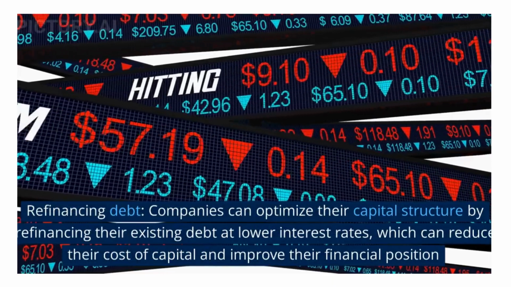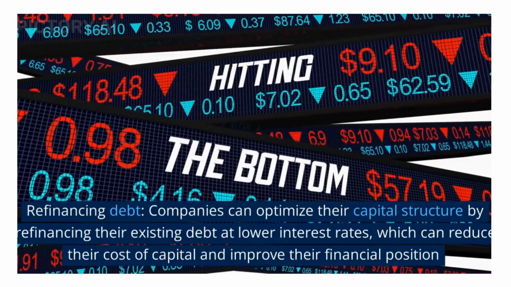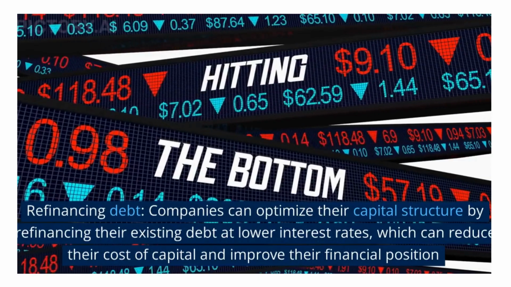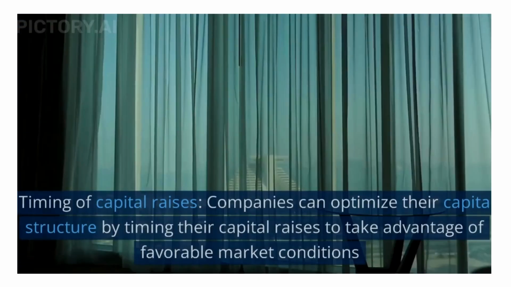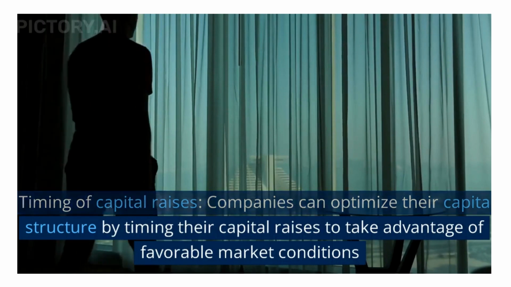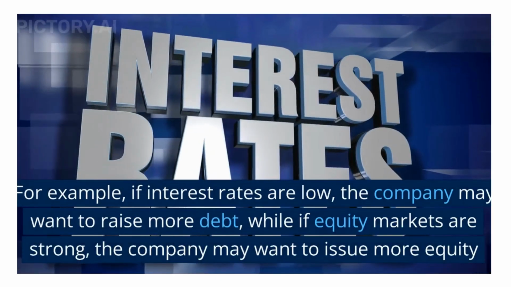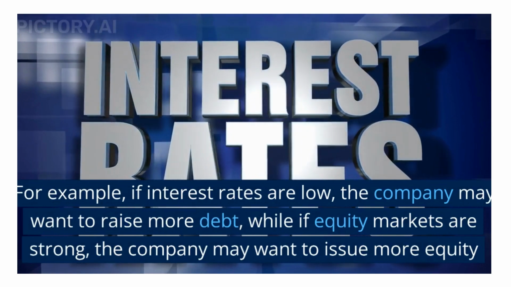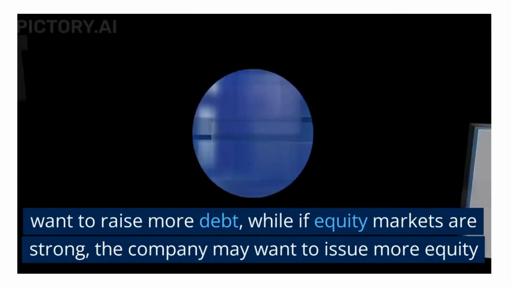Refinancing debt. Companies can optimize their capital structure by refinancing their existing debt at lower interest rates, which can reduce their cost of capital and improve their financial position. Timing of capital raises. Companies can optimize their capital structure by timing their capital raises to take advantage of favorable market conditions. For example, if interest rates are low, the company may want to raise more debt, while if equity markets are strong, the company may want to issue more equity.